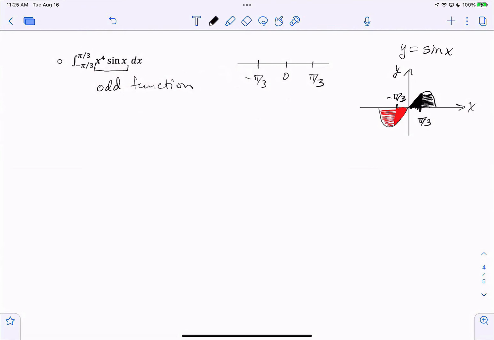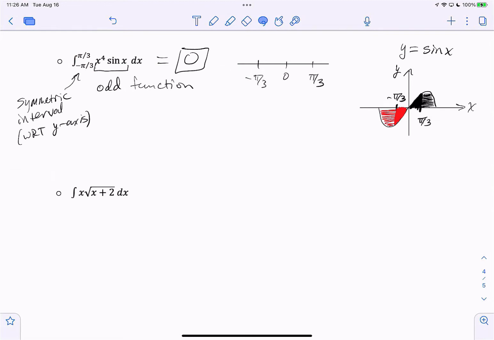So folks, if I have a symmetric interval and an odd function, and when I say symmetric interval, I mean with respect to the y-axis, then the answer is going to be 0 every single time. And that's it. Now we have another one that's, I think this is weird, but it's weird in a different way.